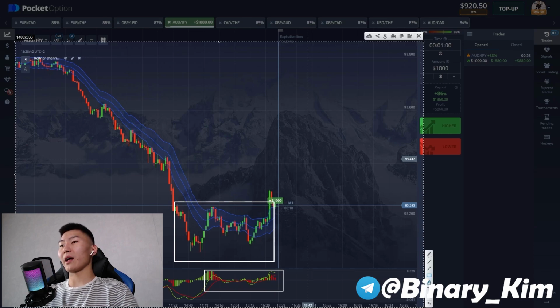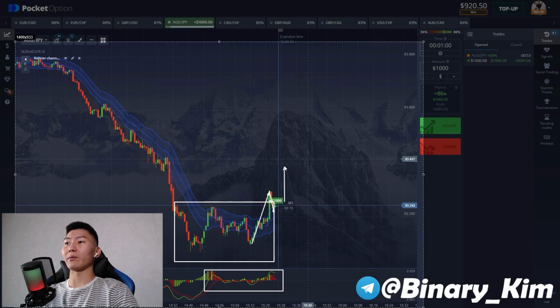The Keltner channel is helping us out here. We see the breakout and descent, pullback, good correction, touching the channel's upper boundary. And I guess in the future we are likely to see the price going up. That's why we open the long position.